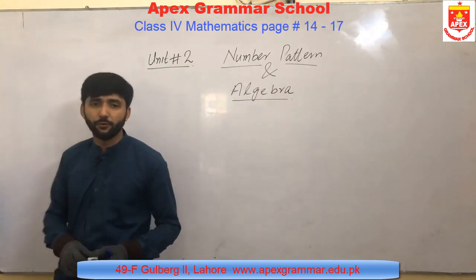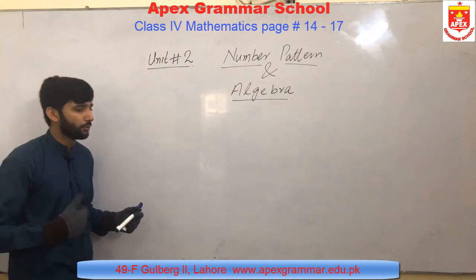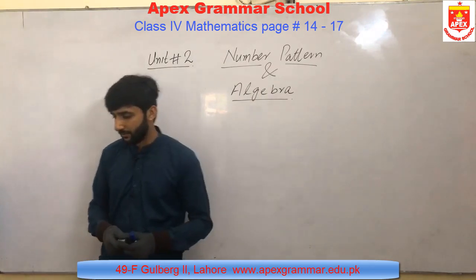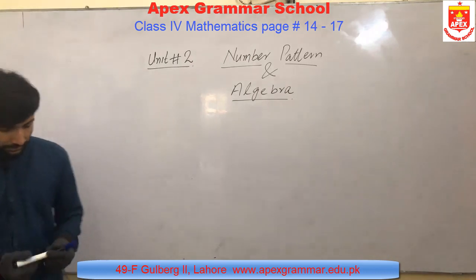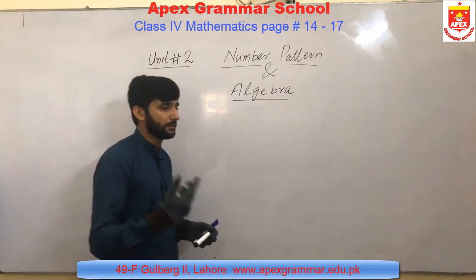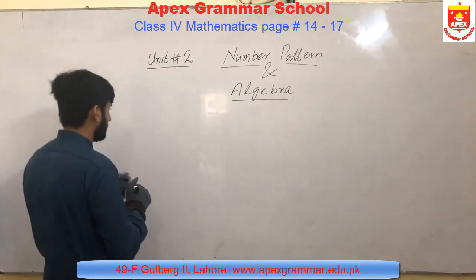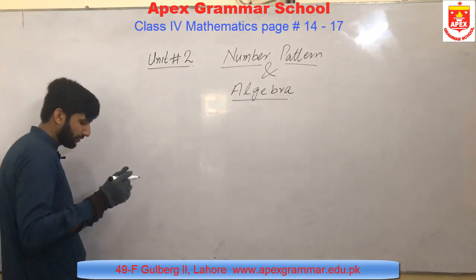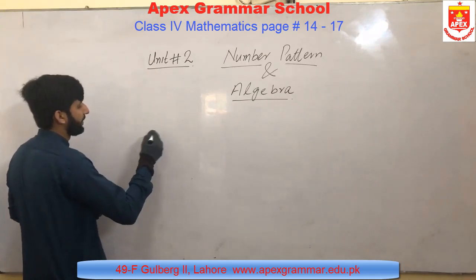What are large numbers? I have told earlier that the number which consists of 3 or more than 3 digits are called large numbers. So, which are in thousands, 10,000s, 100,000, million, like this and that. So, let's check the position of every digit in the large number.